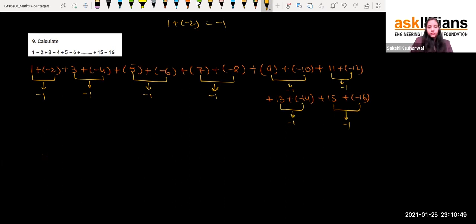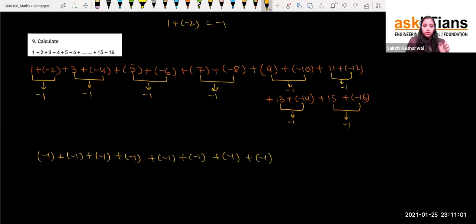So this is negative 1 plus negative 1 plus negative 1 plus negative 1 plus negative 1 plus negative 1 plus negative 1 plus negative 1. How many times you're adding negative 1? 1, 2, 3, 4, 5, 6, 7, 8. So you're adding 8 times a negative 1. So your answer will be minus 8. That's your answer. Next question.